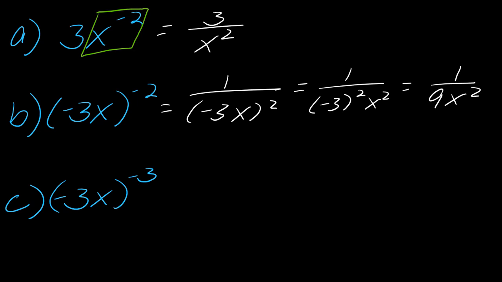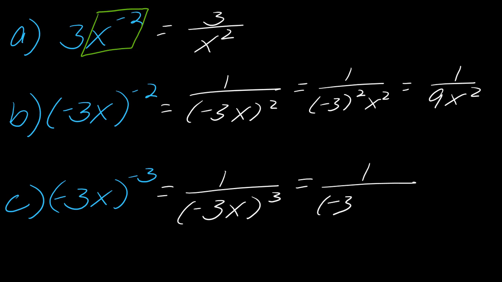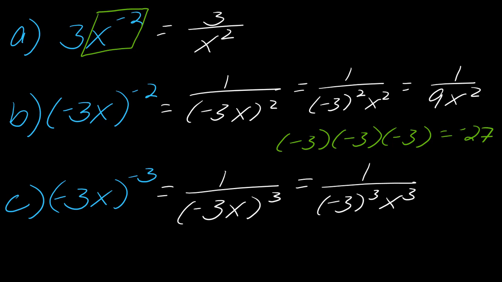And then for a final curveball, now I've got negative 3x to the negative third. Okay, same idea. So I've got the negative third exponent. So first I rewrite this as 1 over negative 3x to the third. And then here's where this maybe gets a little tricky. So now what is negative 3 times negative 3 times negative 3? Negative 3 times negative 3 is positive 9. 9 times negative 3 is negative 27. So you do have to think about the sign a little bit when you work through this.